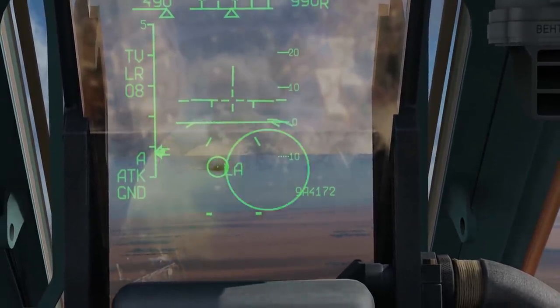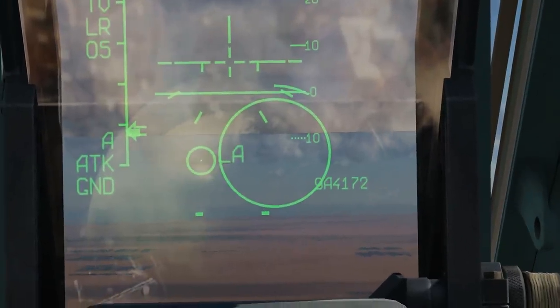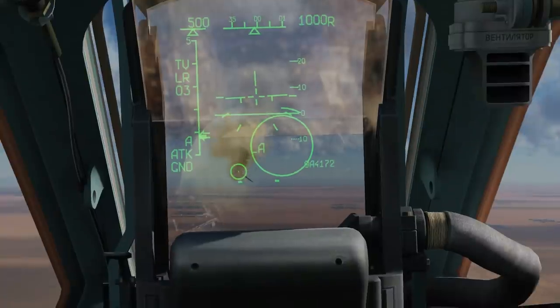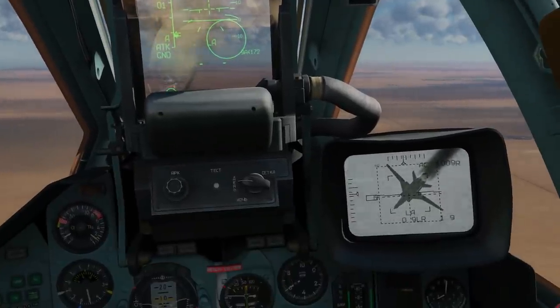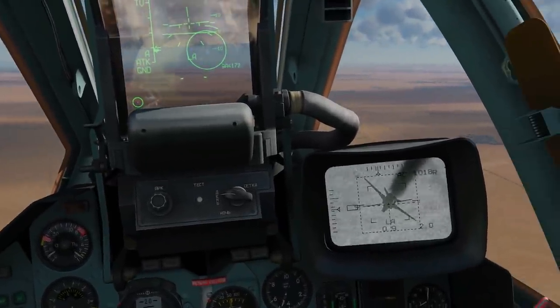3, 2, 1, rifle. No, it's not a real rifle, but near enough. See, it's spinning around. Oh, just like it was in the video. Yeah. So we didn't know, until we did this, that this existed in DCS.